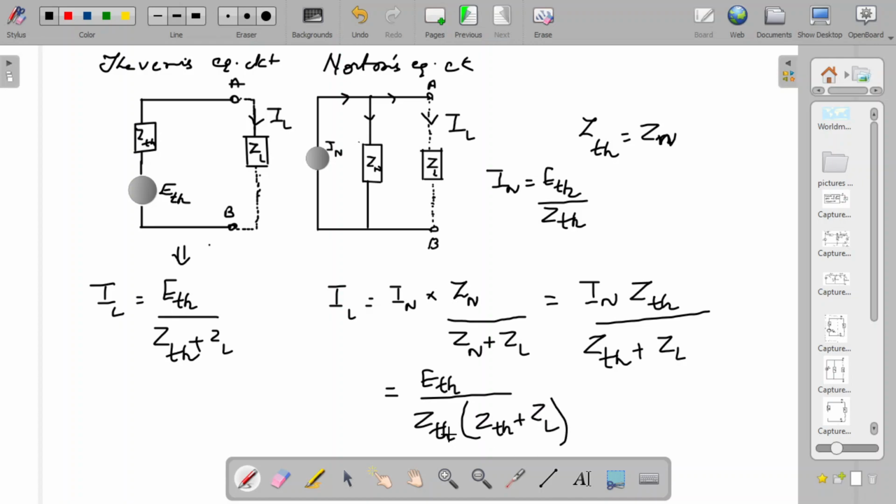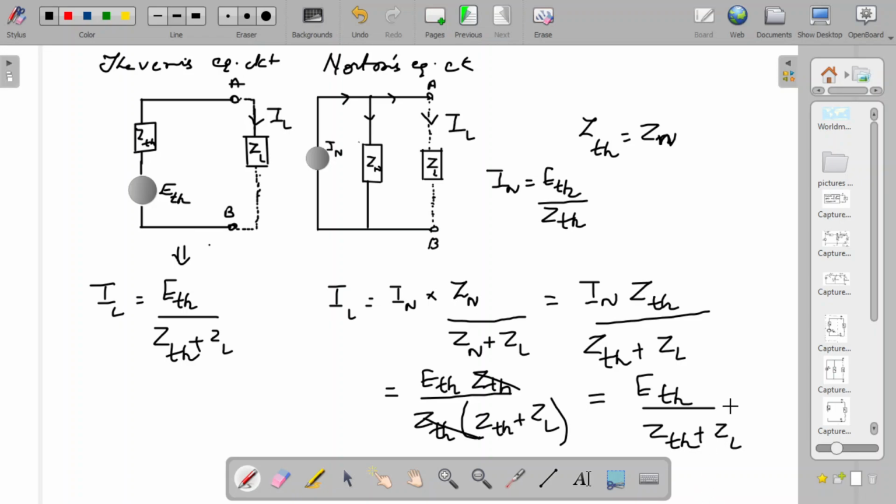Okay, so now you see there is one more ZTH here. This ZTH will get cancelled. So cancelled, then I can get ETH divided by ZTH plus ZL. Now you see both the currents are the same. So that is the IL and IL here. IL calculated using the Thevenin equivalent circuit and IL calculated using the Norton equivalent circuit are the same, and it should be the same, right?